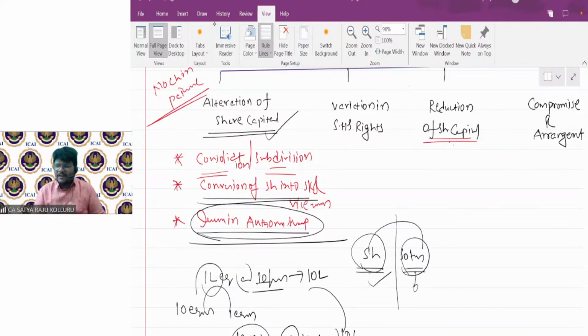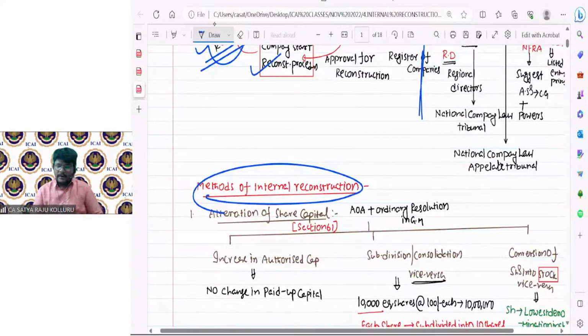But in case of increase in authorized share capital, there is no need to pass any entry. But in the balance sheet, you need to clearly show under notes to accounts the changed, or the updated, authorized share capital. That is the only one thing you need to do. No need to provide any journal entries in the books of accounts. That is all related to alteration of share capital, guys.